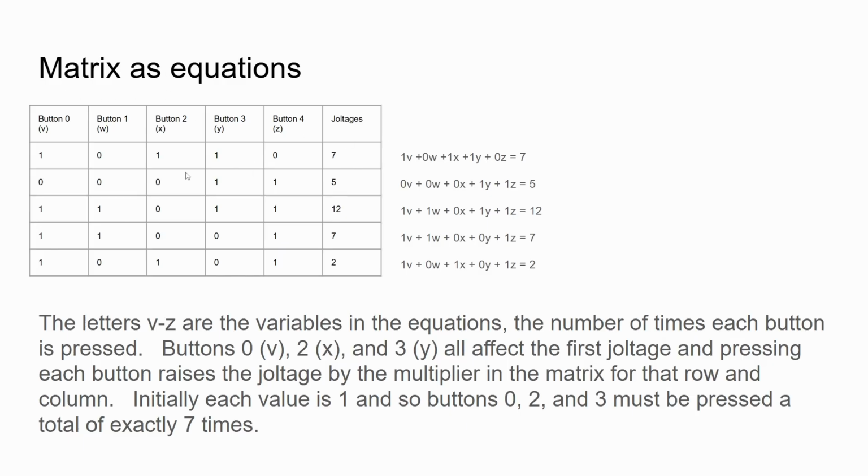So how this works is it's like an algebraic equation. Let's say button 0 is pressed V times, button 1 is pressed W times, etc. We can calculate the voltage using 1 for each press of button 0, 1 for each press of button 2, which is X, and 1 for each press of button 3, which is Y. That total should be 7. Do the same for all the other rows.